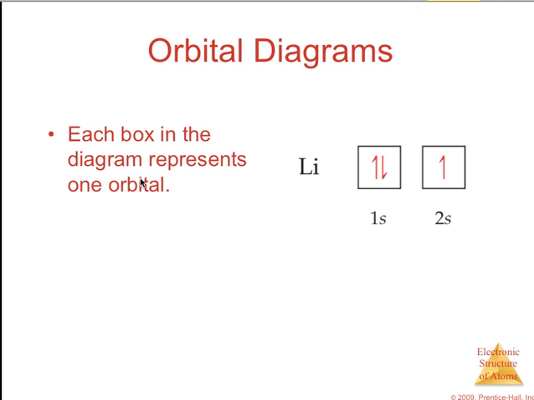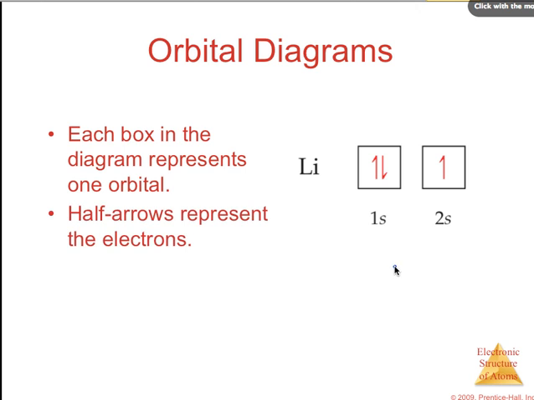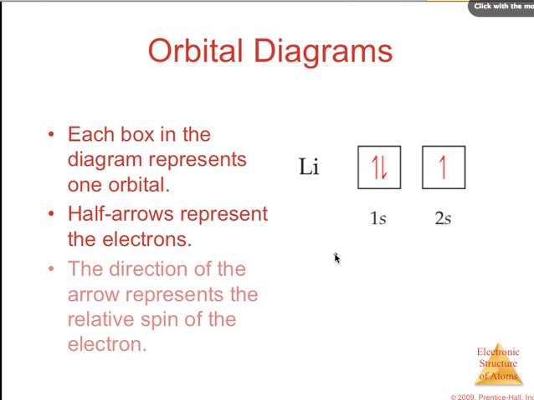Orbital diagrams, also known as orbital notation, is the one with the arrows denoting each electron. Each box represents an orbital, with half arrows representing the electrons with a relative spin or magnetic field, one going up and one in the opposite direction, plus a half, minus a half.